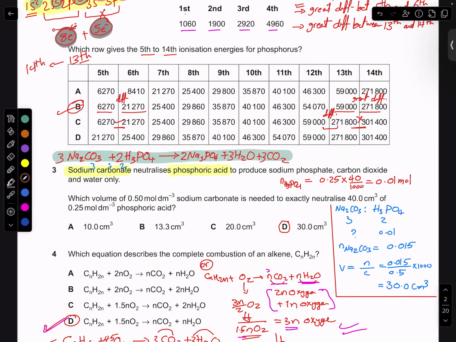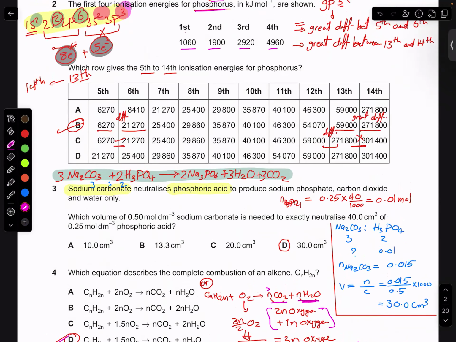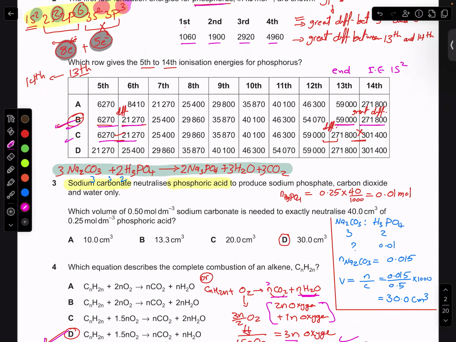So you have to choose here the sequence that has a great difference between the fifth and sixth. In this case, B and C are correct because there is a big change between fifth and sixth ionization energy. Also, you have to choose the one that contains a very great difference between the 13th and 14th, because 13 is the end of the second shell, and the 14th is the ionization energy needed to remove the electron from the first shell. So the answer is B.